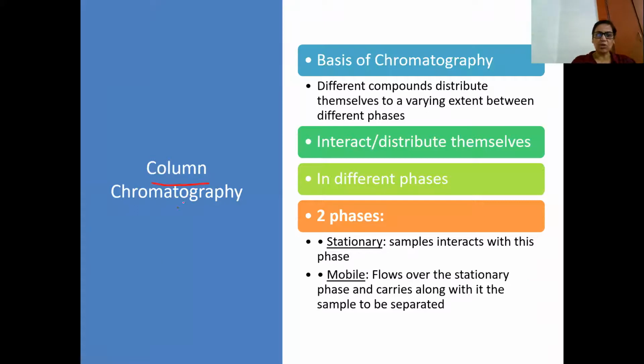Then if we talk about column chromatography, column means there are two phases. In fact, this is the basis of chromatography. They have a mobile phase and a stationary phase. Stationary means which is fixed, and mobile is which moves. The sample interacts with the stationary phase, and the mobile phase flows over the stationary phase and carries along with it the sample to be separated.